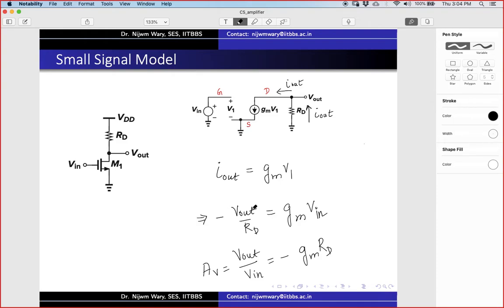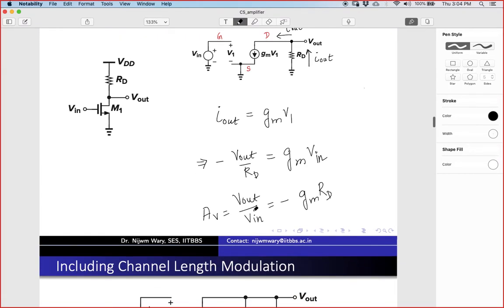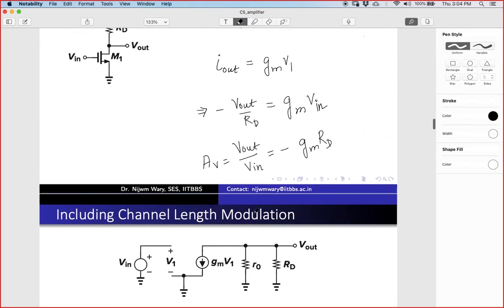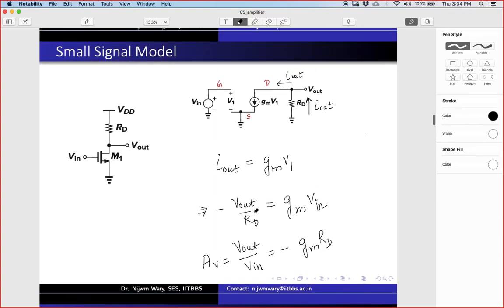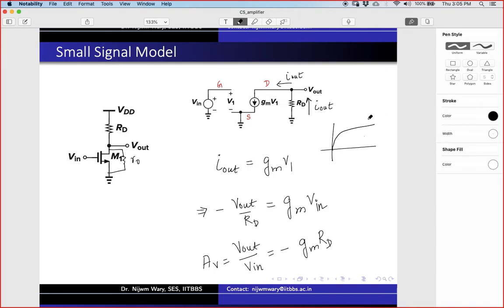So now let's make it a little more complicated. I think you already had done this kind of analysis before, but let's move to something a little more. Let's try to add some more non-idealities. Is my voice audible? Yes. Okay. So we have not put RO here, right? We are supposed to put the RO that is coming from the channel length modulation.